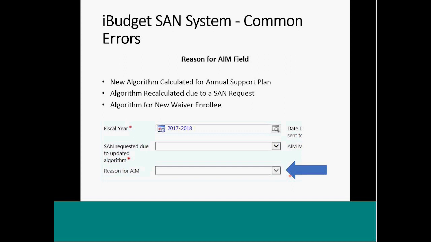You would choose algorithm recalculated due to a SAN request if the SAN is being requested because the agency recalculated the algorithm when the individual had a change in age, living setting, or QSI, and additional funds are needed. And there's an option for algorithm for new waiver enrollee, and you would choose this option when a SAN is being requested for a new waiver enrollee who received their first algorithm. So for this scenario, the individual has not received the notice of initial iBudget amount.